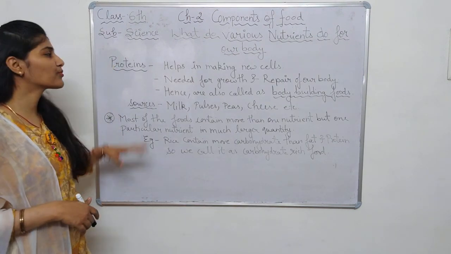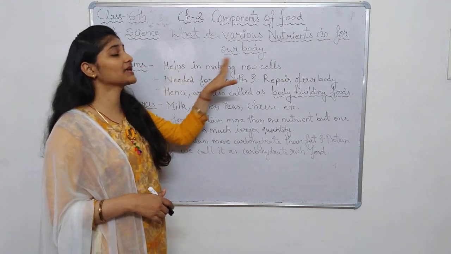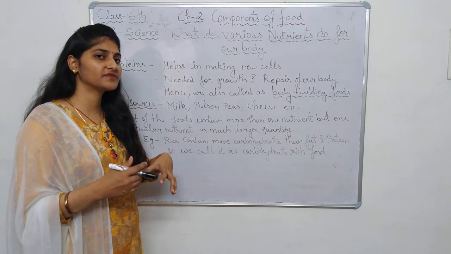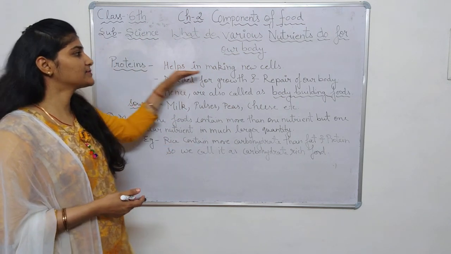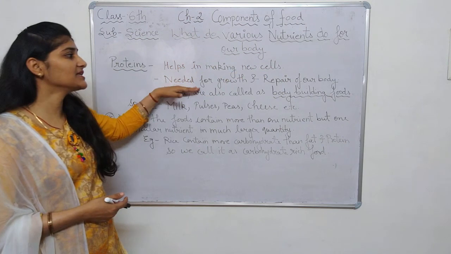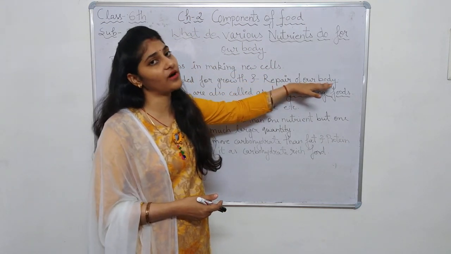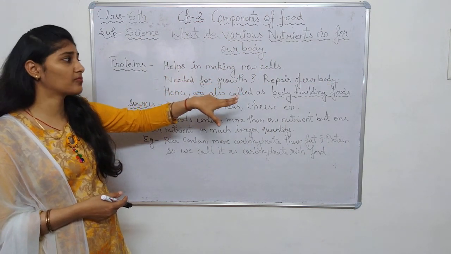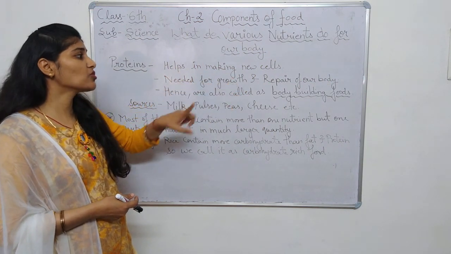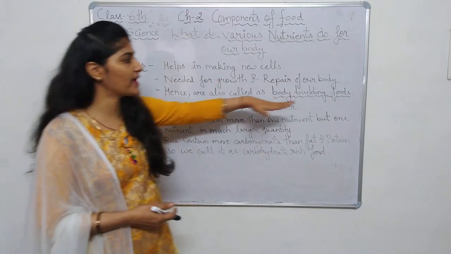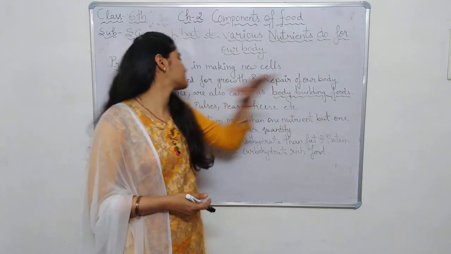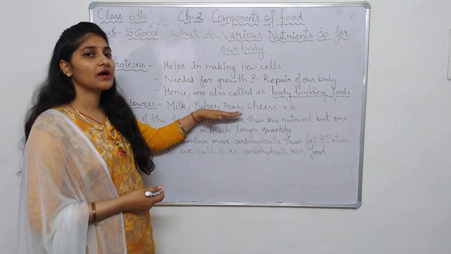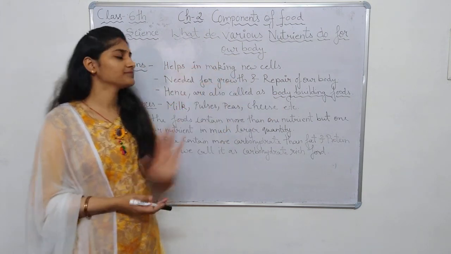Now next is proteins. Proteins help in making new cells. We have learned about cells, so our body is made up of cells. For that, protein helps in making new cells. It is needed for the growth and repair of our body. Hence, because they are needed for growth and repair of our body, they also make new cells. So, these proteins are also called body building foods. Some of the sources of protein are milk, pulses, peas, cheese, etc.